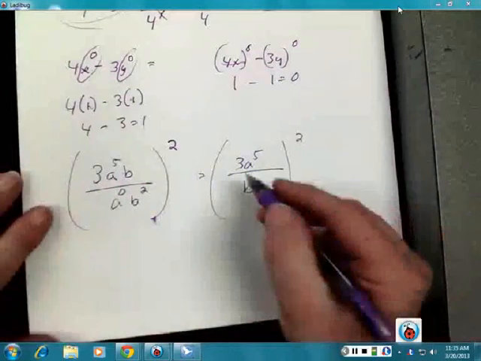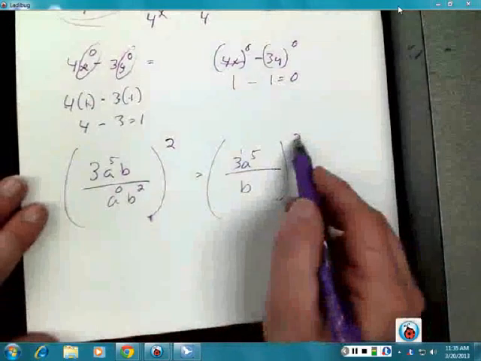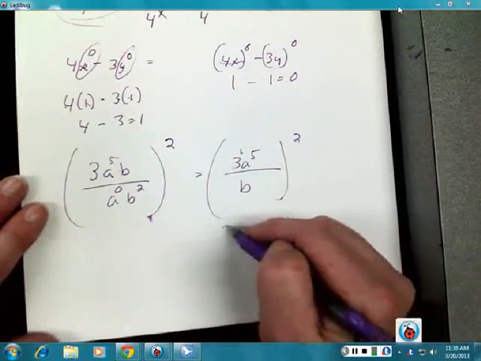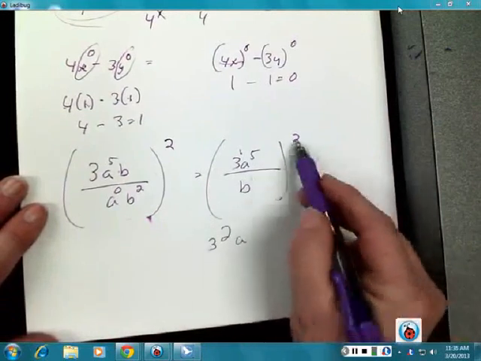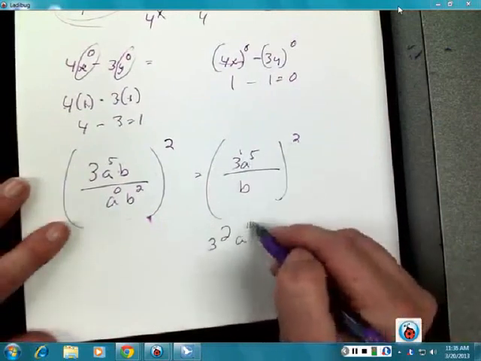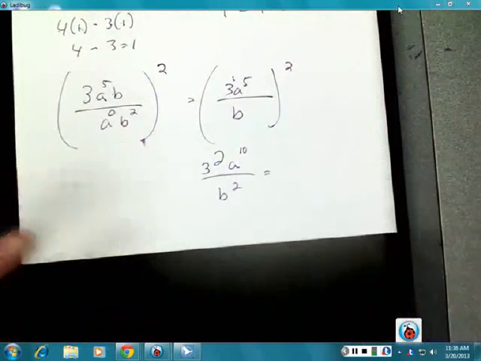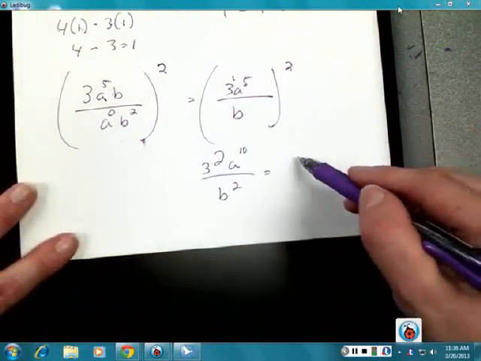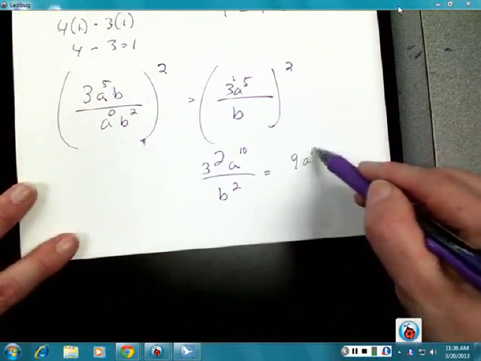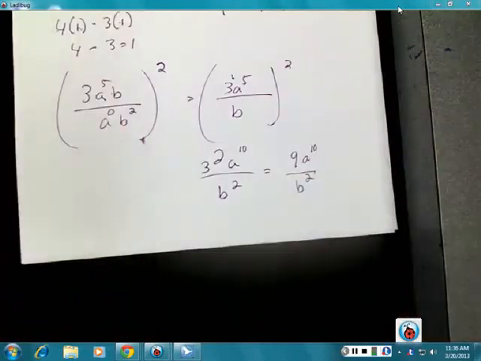So this 3 has a 1 on it, just like any other number or any other letter. 2 times 1 is 2. So I have 3 squared. 2 times 5 is 10. And then b squared. But am I done? No, what's 3 squared? 9. So 9, a to the 10, b squared. Perfect. Now I'm done.